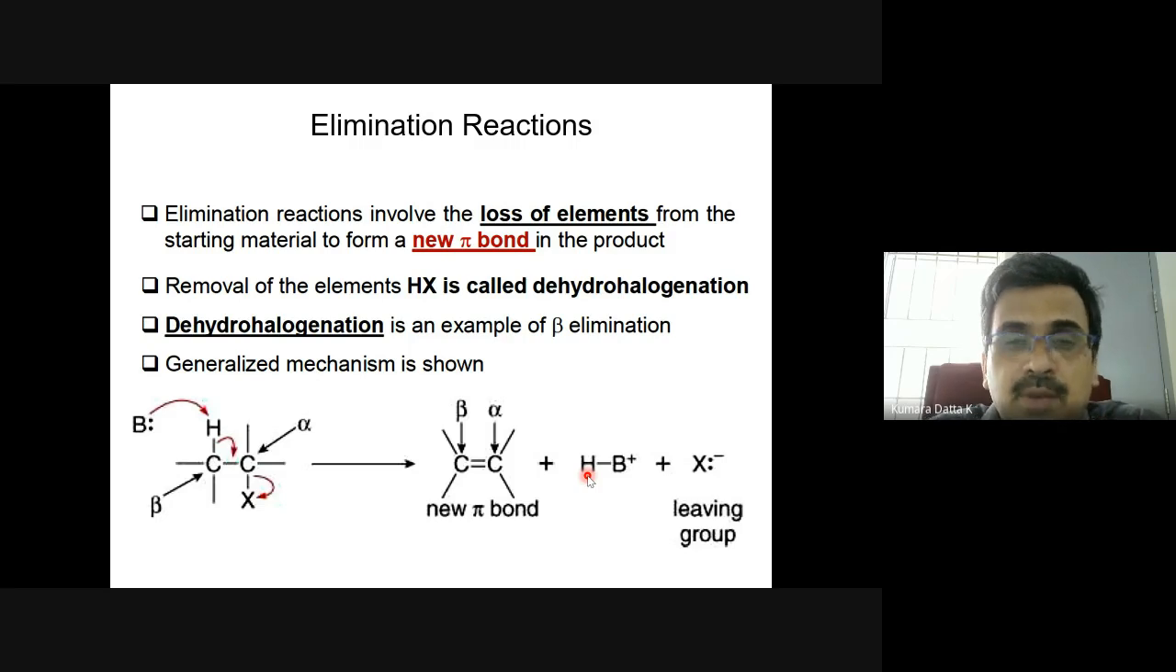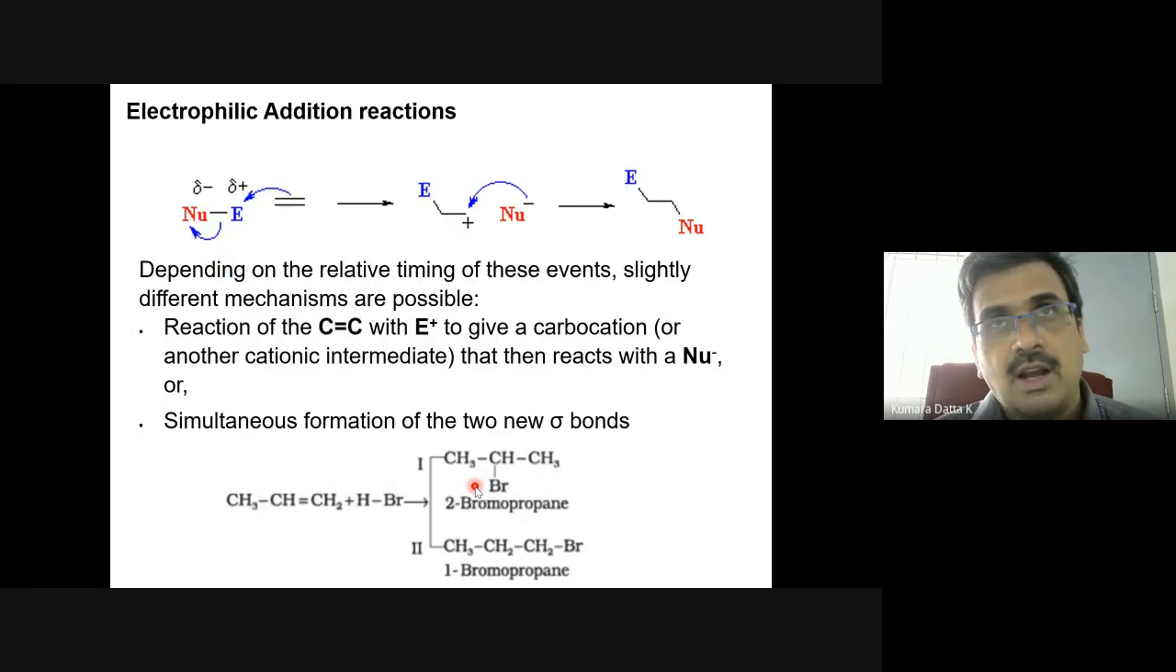We are looking at elimination reactions. The name itself says we are removing elements from the starting material. So we have a starting material like this, which is saturated. Remove species like both of them, to make a double bond. What you have seen just in the previous slide is how to saturate.